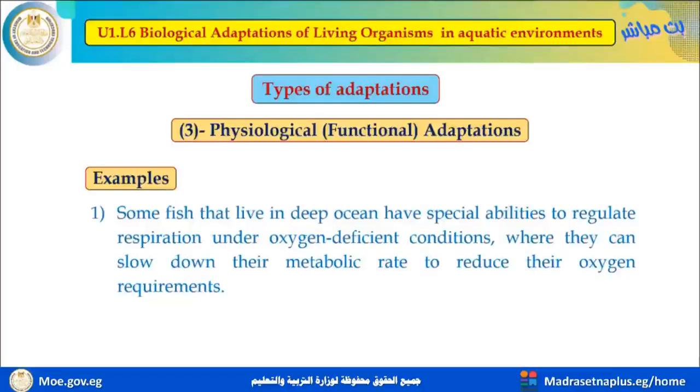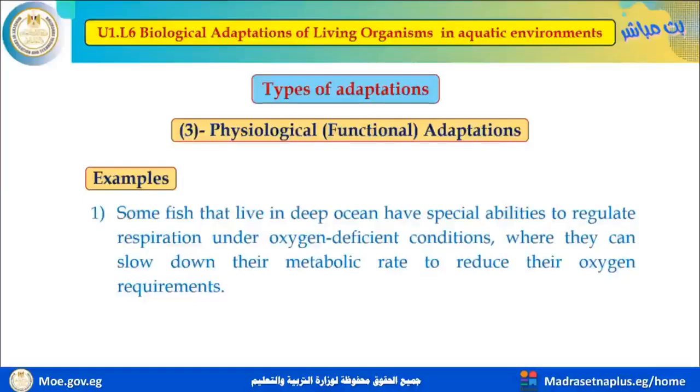So in the deep ocean, oxygen is rare. It is not like the shallow areas. So the fish here try to slow down their metabolic process. And as you know from the previous lesson, the metabolic process helps to consume more oxygen. So the fish here need to reduce what? Yes, reduce the metabolic rate. If the metabolic rate decreases, the consumption of oxygen will also decrease. So this is an example of physiological or functional adaptation.